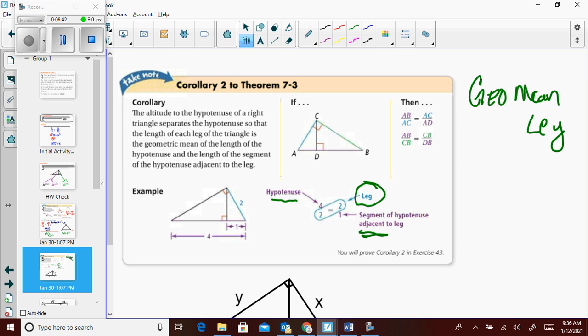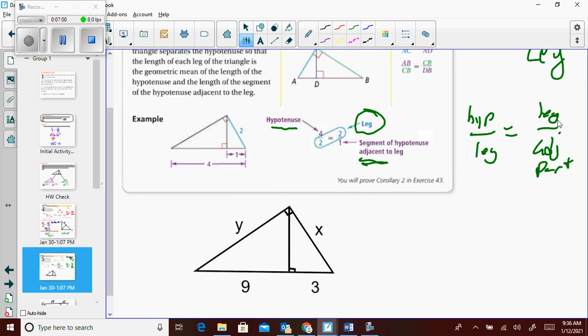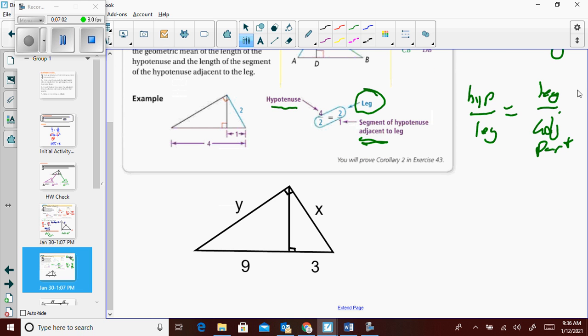I don't really need to rewrite that for you, but this is what it looks like. I have the leg, hypotenuse, and adjacent part. Okay? And you call it geomean leg, because we're using the leg. The geomean altitude, we use the altitude. So here, it's important to know the difference.